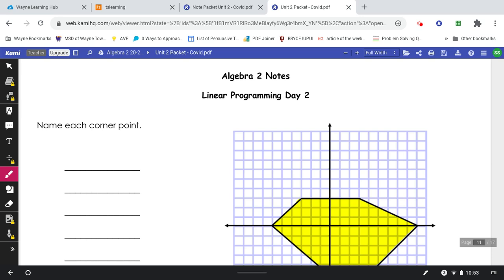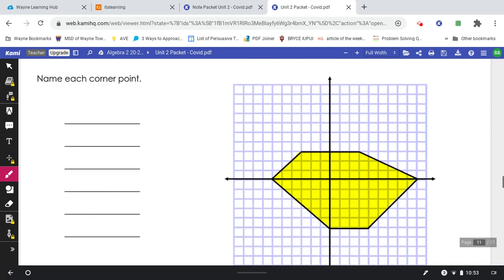These are the Algebra 2 notes for linear programming day 2. So for our first problem, we have a shaded in shape, and they're asking us to name each corner point. So just one at a time. Remember, this is your x-axis and your y-axis. And every time we name a point, it's the x, then the y.